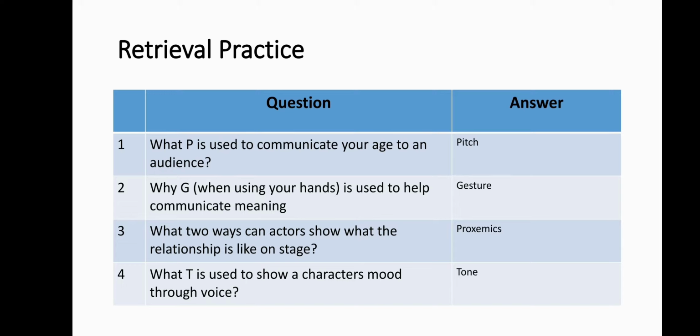And here are the answers. Number 1, pitch. Number 2, gesture. Number 3, proxemics. And number 4, tone. Write down the correct answers on your sheets, and if you're working at the academy, you can stick your sheet in your book now.